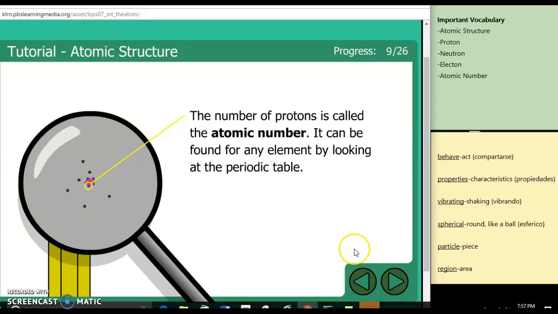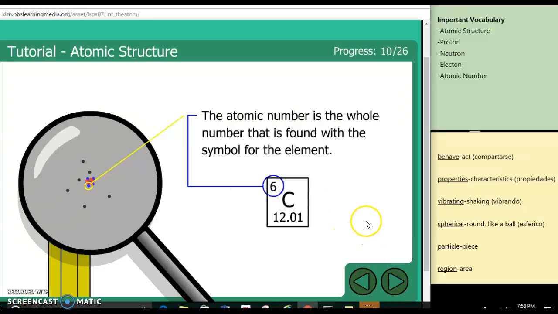The number of protons is called the atomic number. Atomic number is one of our important vocabulary. It can be found for any element by looking at the periodic table. The atomic number is the whole number that is found with the symbol for the element. 6 is the atomic number for the element carbon.